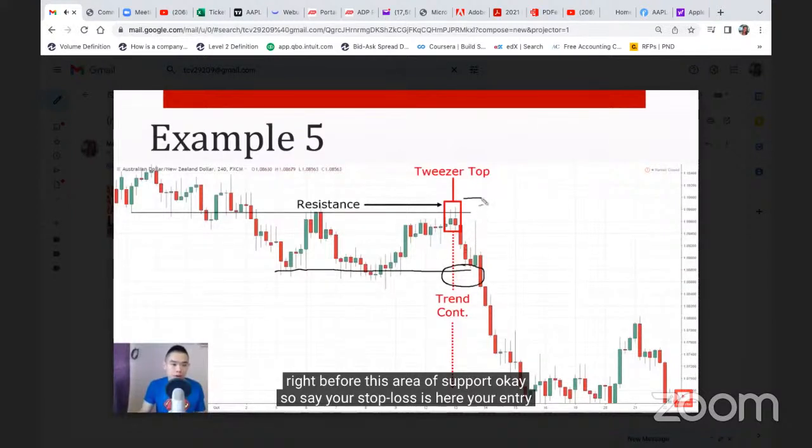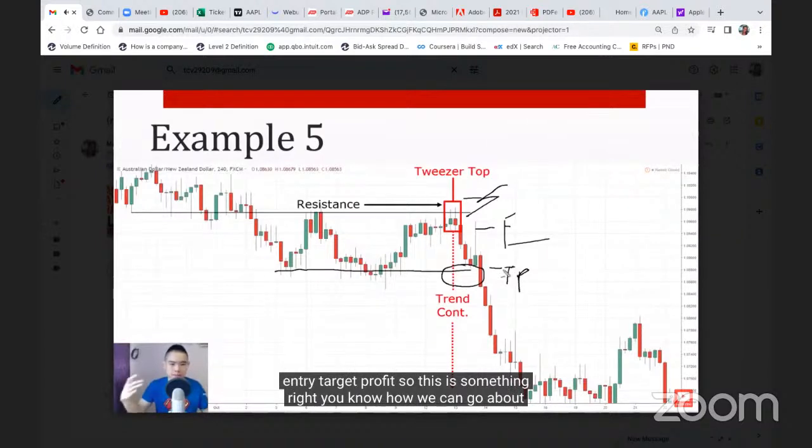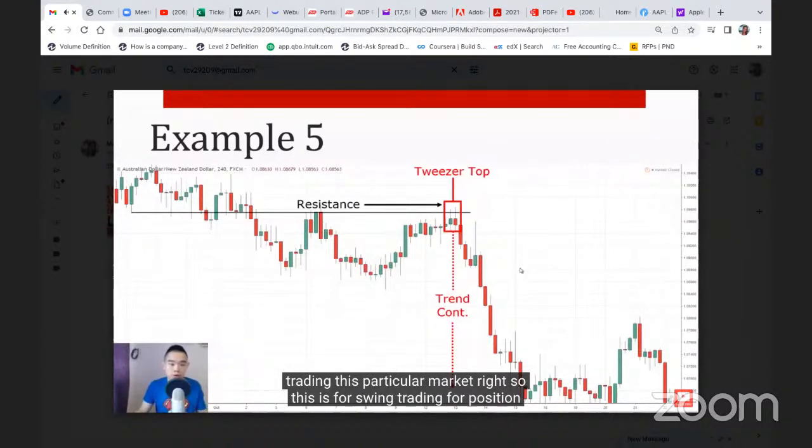Okay, so say your stop loss is here, your entry is somewhere here, and your target could be somewhere here before the area of support. So TP is target profit, E is for entry, and S is for stop loss. Stop loss, entry, target profit. So this is something like how we can go about trading this particular market. So this is for swing trading.